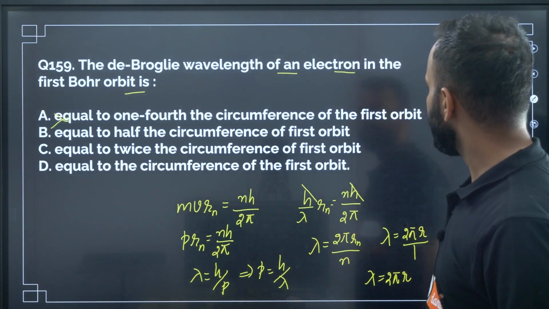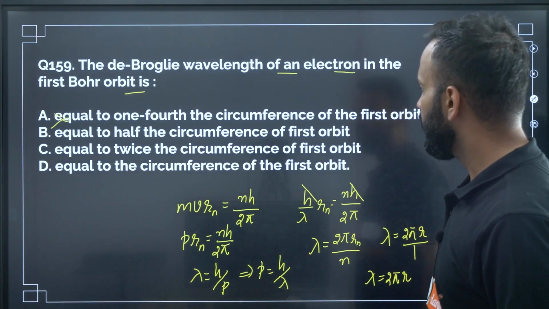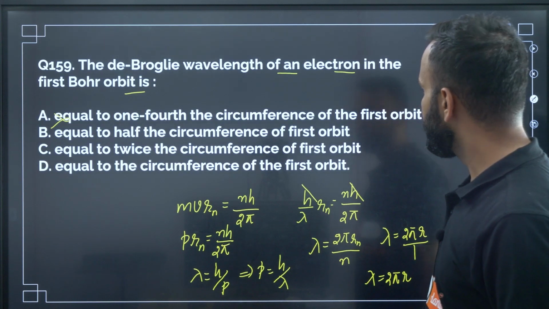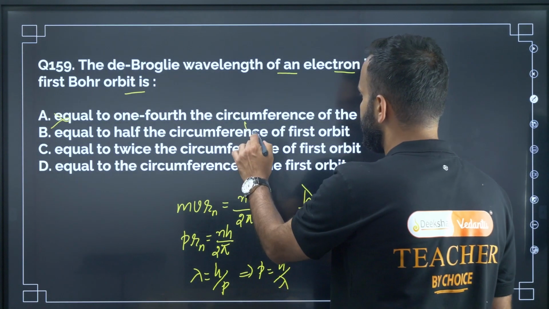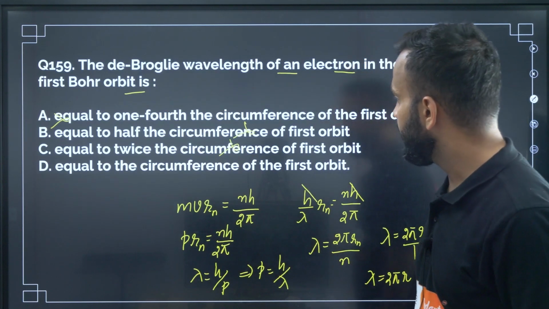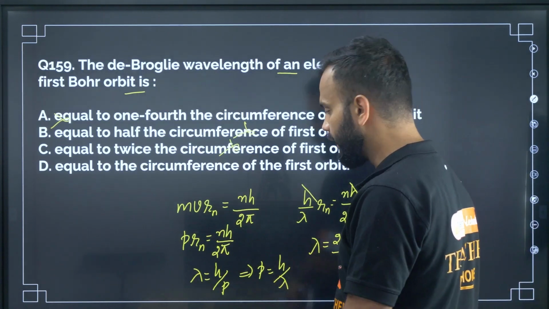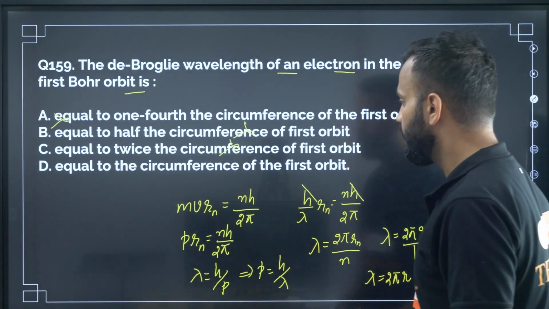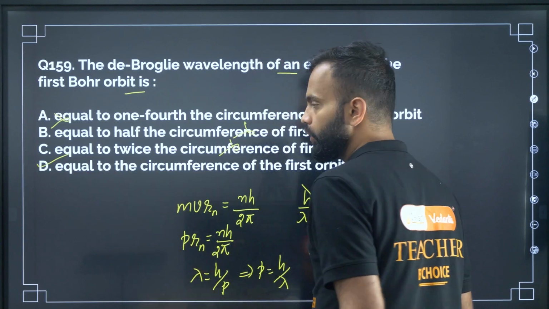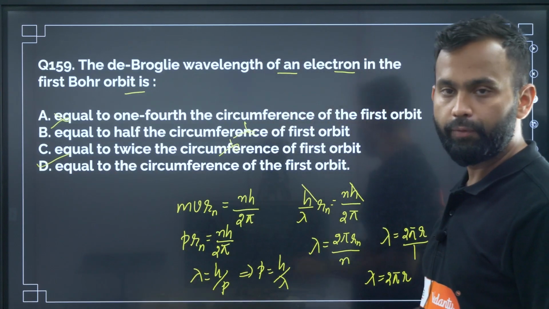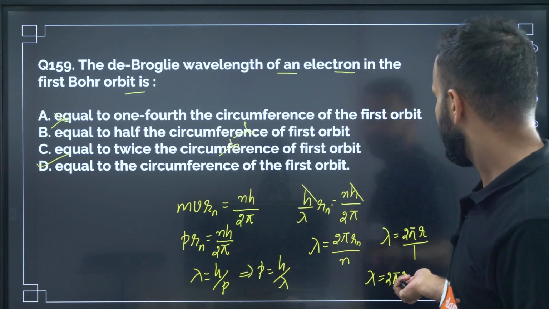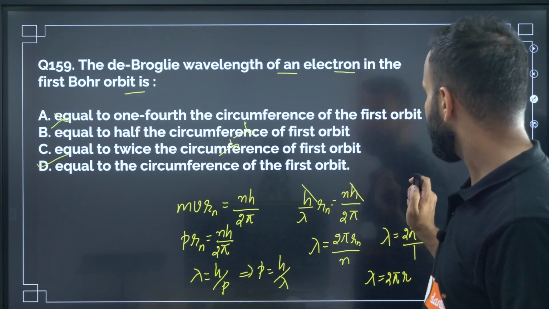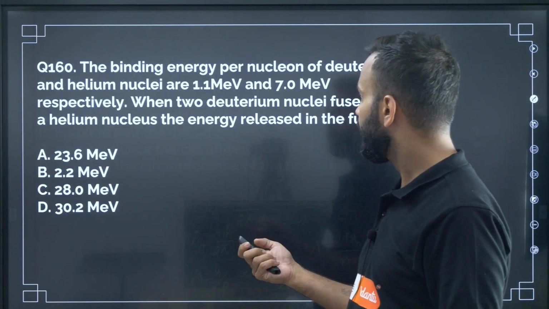Option A, equal to half the circumference of the first orbit, wrong. Option C, equal to twice the circumference of the first orbit, wrong. So B and C are wrong. Option D, equal to the circumference of the first orbit, correct. So the de Broglie wavelength of the electron in the first Bohr orbit is equal to the circumference of the first orbit. Okay, next question.